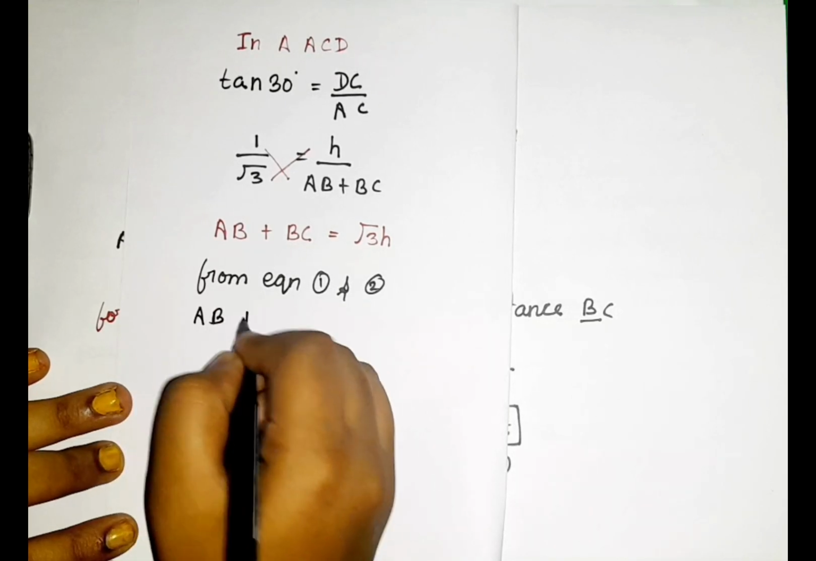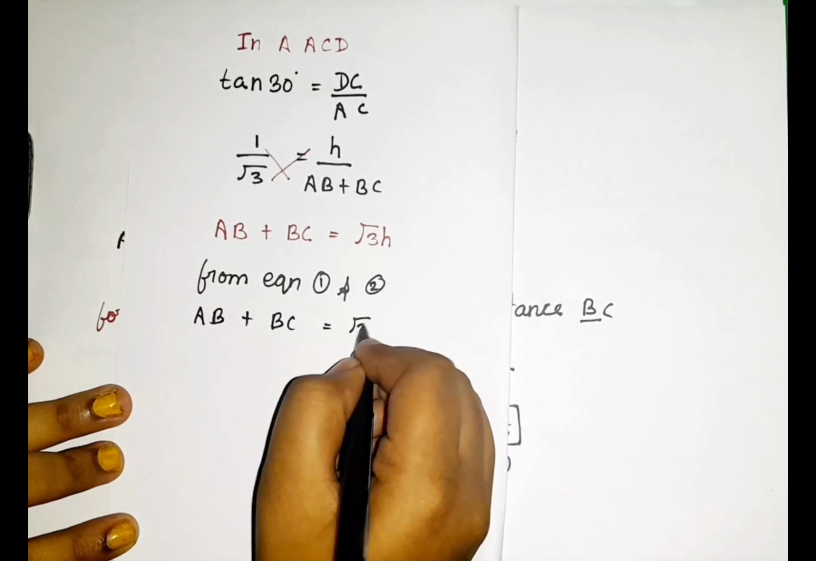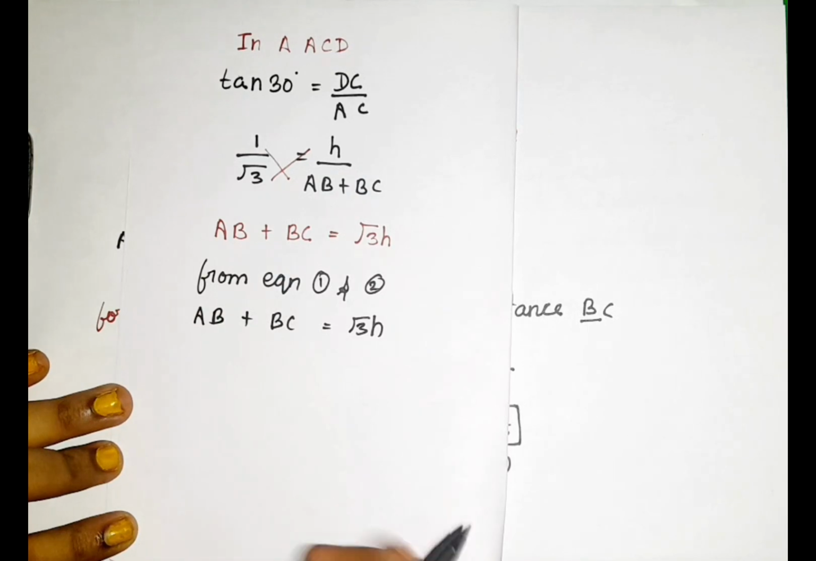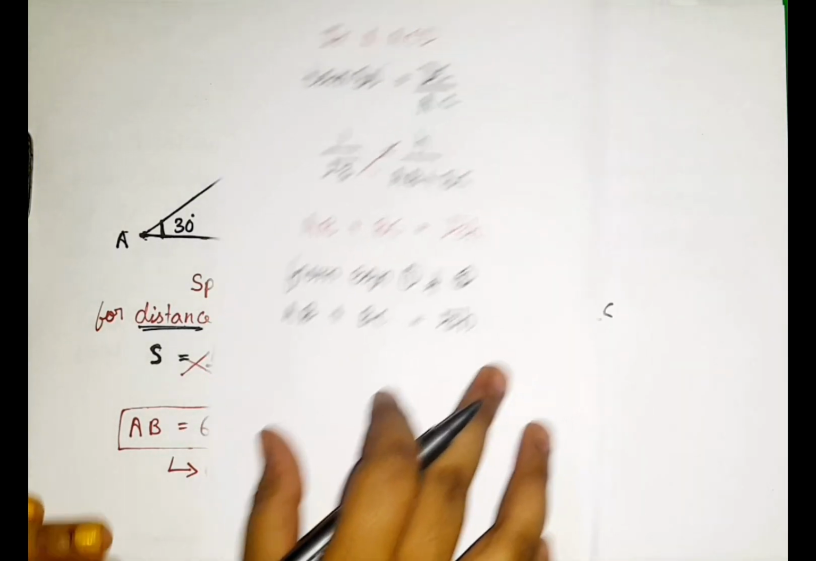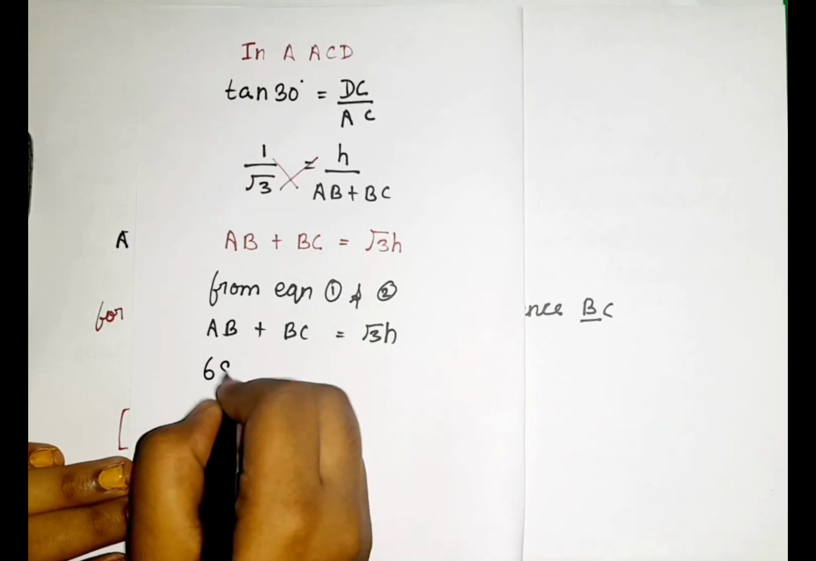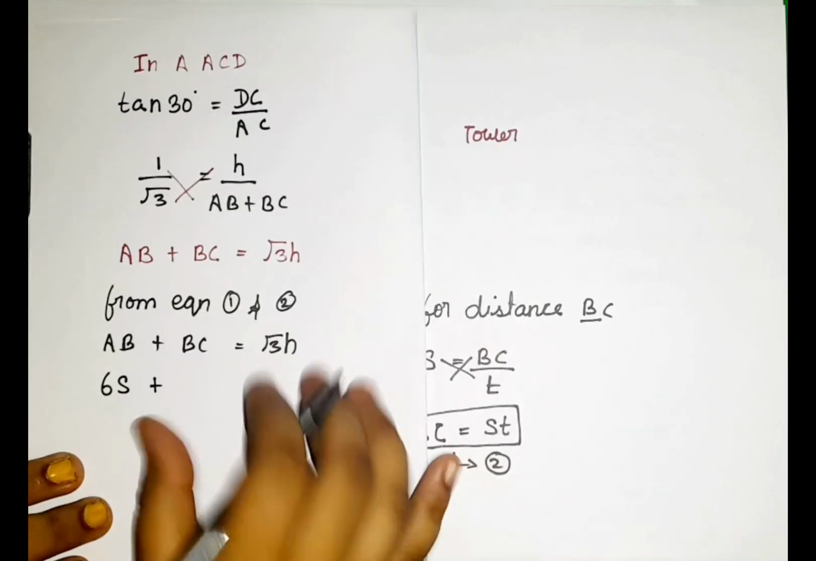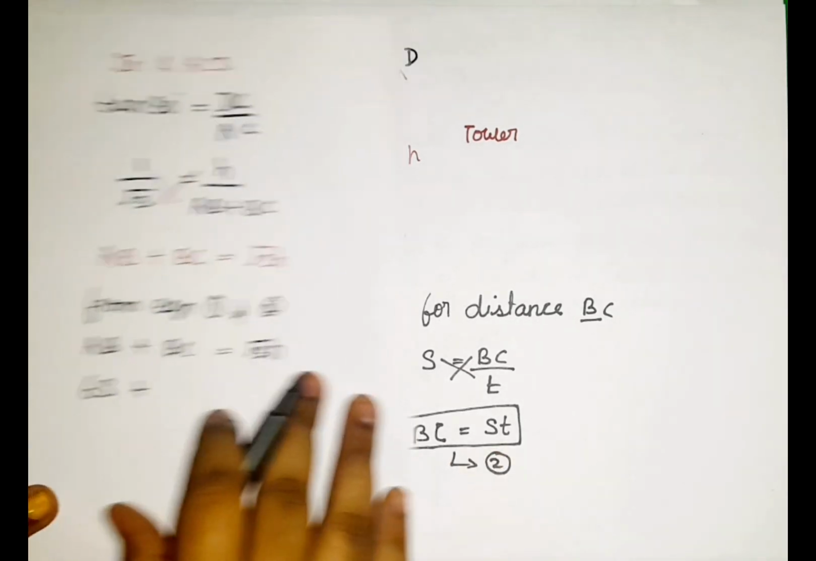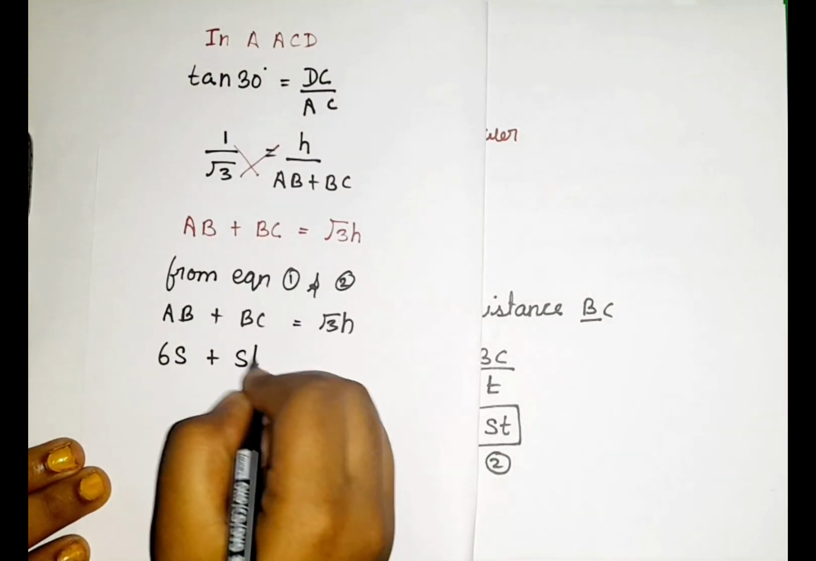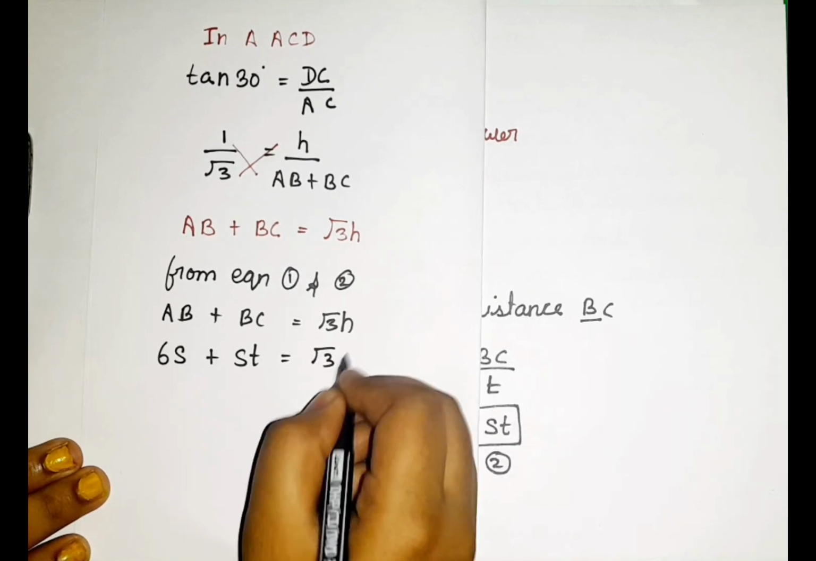First we have AB plus BC is equal to root 3 h. We got something like this right over here, isn't it? So here we got AB is equal to 6x. So let's write that AB is 6x plus BC, we got it as st. So here you can see we got BC value as st. So st is equal to root 3 h.